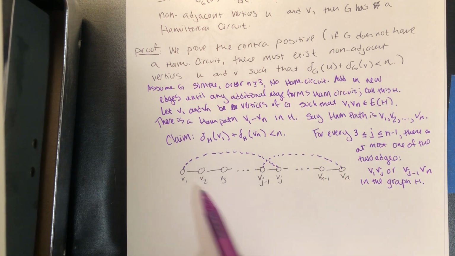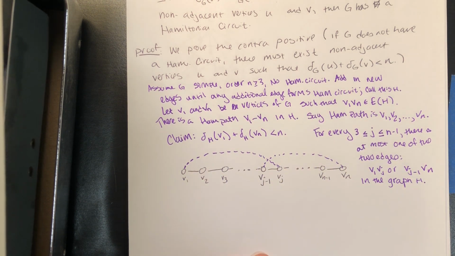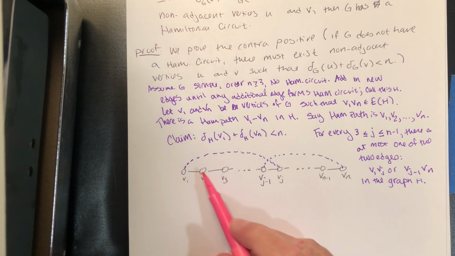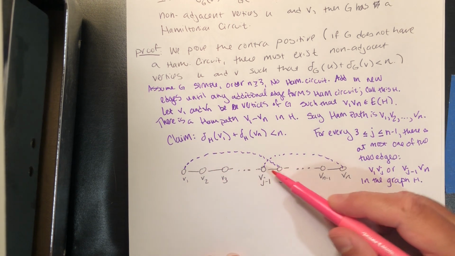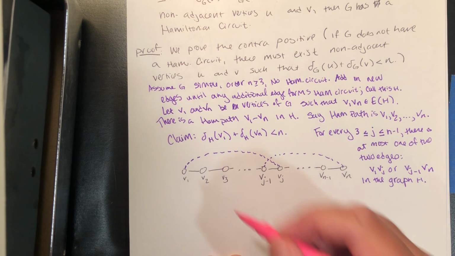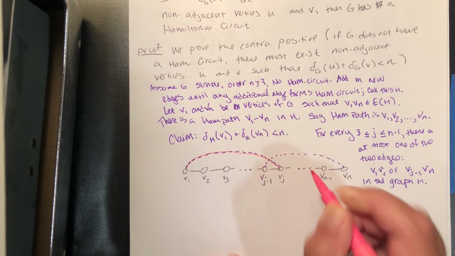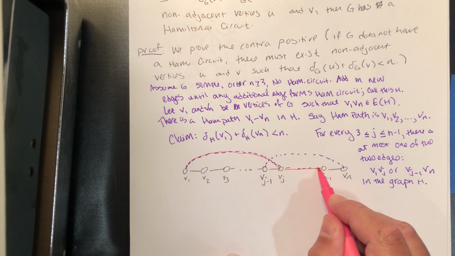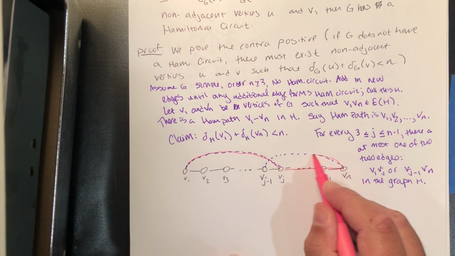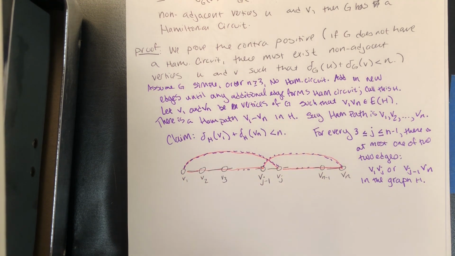So why is this true? Why can there not be both of the edges of this form? Well, if there was both an edge from V1 to Vj and Vj minus 1 to Vn for some j, then we would have a Hamiltonian circuit already. In particular, you could follow this first edge from V1 to Vj, follow the remainder of the path down to Vn, come back around to Vj minus 1, and then go back to the beginning. There would be a Hamiltonian circuit already in your graph, right?